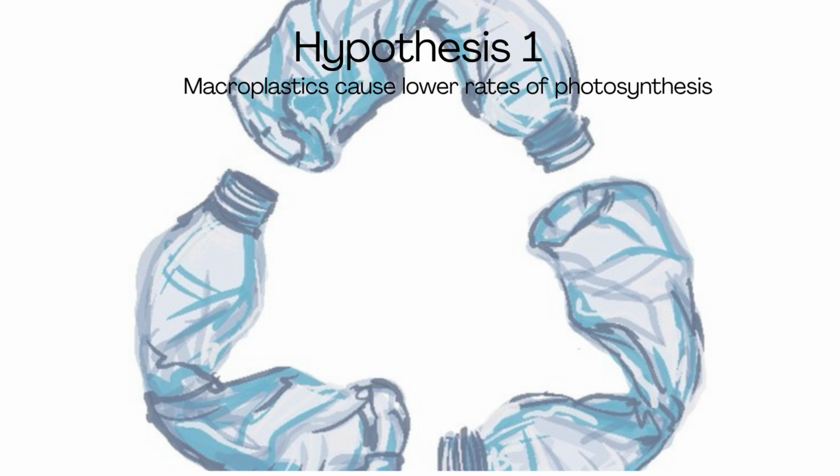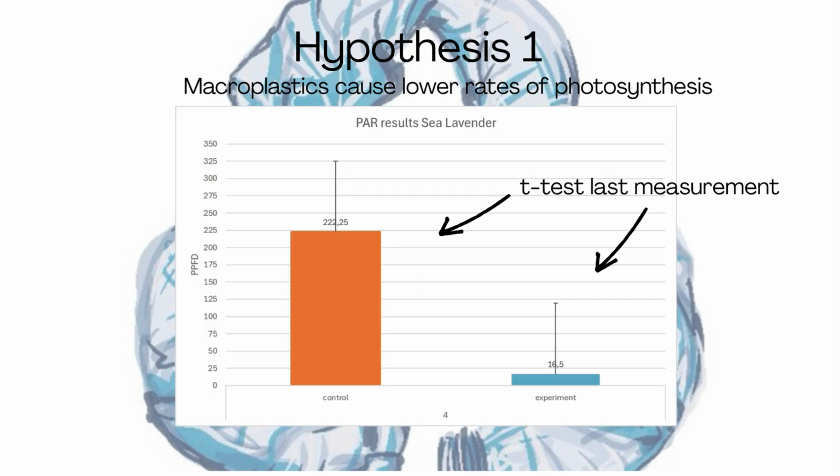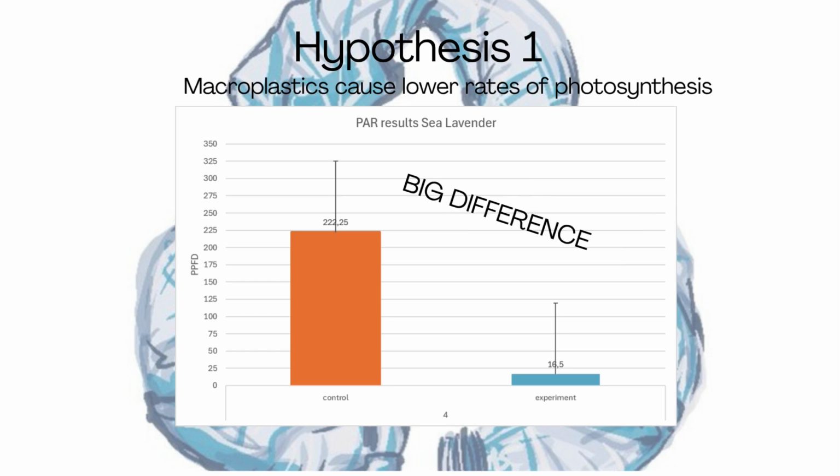Our first hypothesis stated that macroplastics cause lower rates of photosynthesis. We made this table to organize our findings and create graphs. As you can see in this graph, the PPFD of the control group is significantly higher than of the test group. For our last measurement, we did a t-test, as shown in this bar chart, of the average of the measurements, which gave a p-value less than 0.05. This means that there is a significant difference between the two groups.